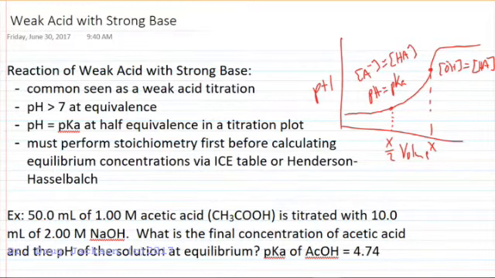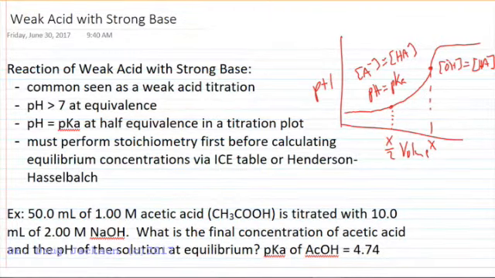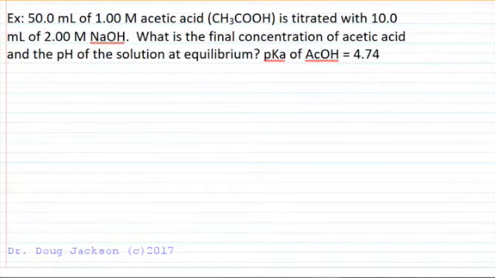And because we're forming a buffer solution, we first have to perform the stoichiometry before doing an ICE table, or alternatively we can do the stoichiometry and then use the Henderson-Hasselbalch equation, which we'll do both of here with this problem. So let's give it a whirl. And remember, we always want to start with a balanced equation.